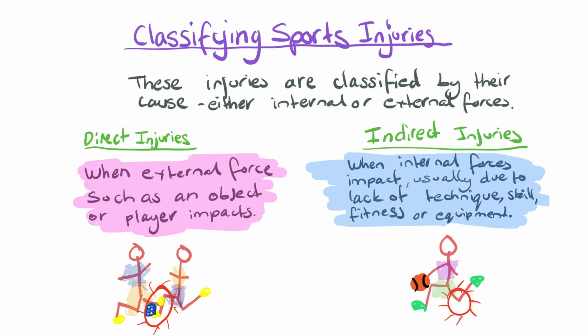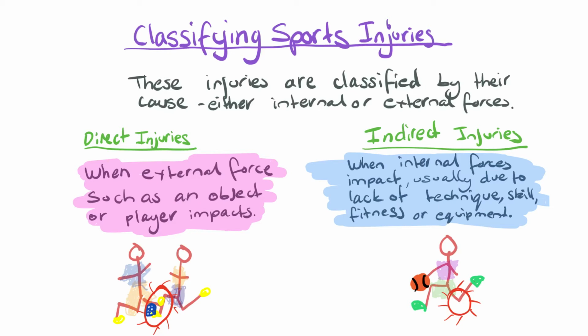Now, a direct injury occurs when an external force, such as an object or player, impacts on the athlete. So for example, here we have a look at our soccer players, and one player's got the ball dribbling and the other one's going in for a tackle and has actually done an illegal tackle and put their stud into the shin of the player.